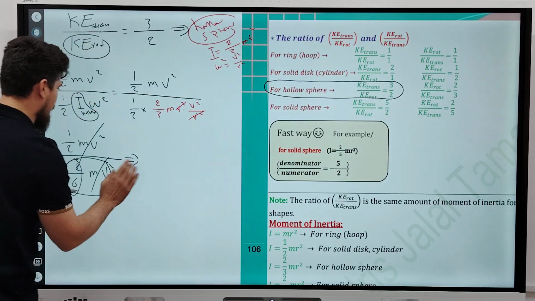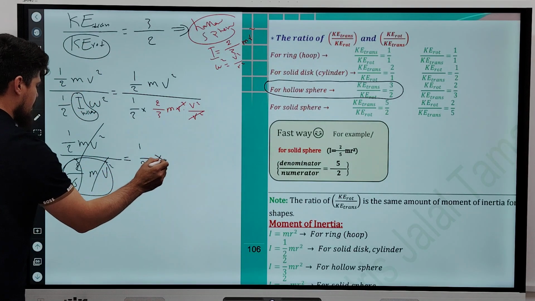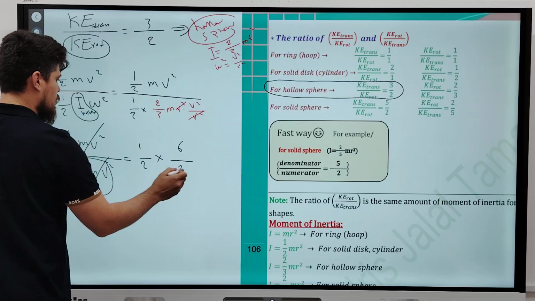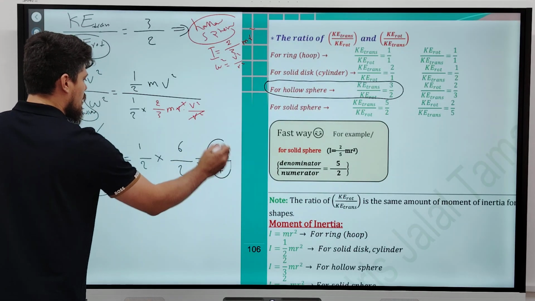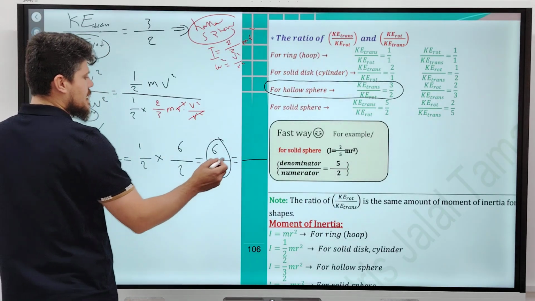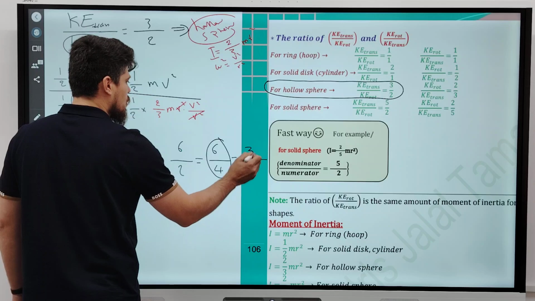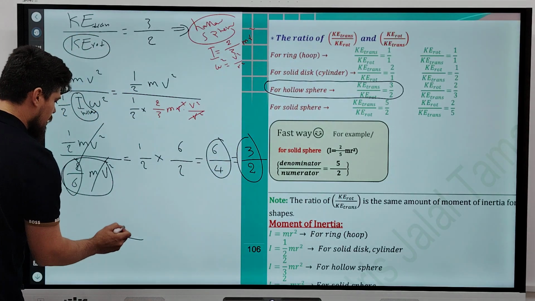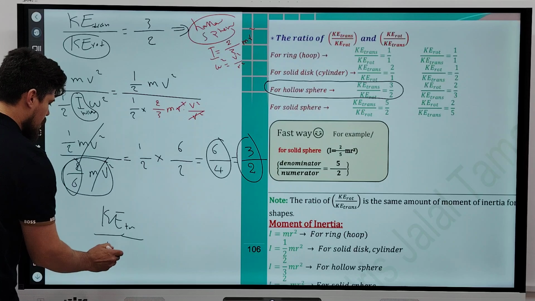Mv with mv cancel. What remains? 1 over 2 times 6 over 2. 1 times 6 is 6, 2 times 2 is 4, so 6 over 4. You can simplify this term. 6 divided by 2 is 3, 4 divided by 2 is 2. Finally, we got this number.